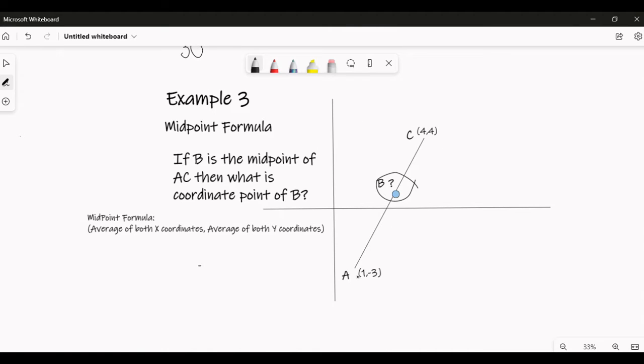So first let's do the x coordinates. Let's take the average of the x coordinates of A and C, which are 1 and 4. To take the average, we just add them and then divide by 2. So 1 plus 4 divided by 2 for the x coordinates, and then comma. For the y coordinates, we do the same thing with negative 3 and 4: negative 3 plus 4, divided by 2. If we simplify this, 1 plus 4 equals 5, 5 over 2 for x, and negative 3 plus 4 is 1, 1 over 2. So 5 over 2, comma, 1 over 2 in parentheses.